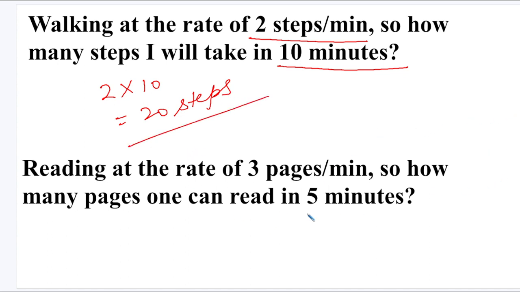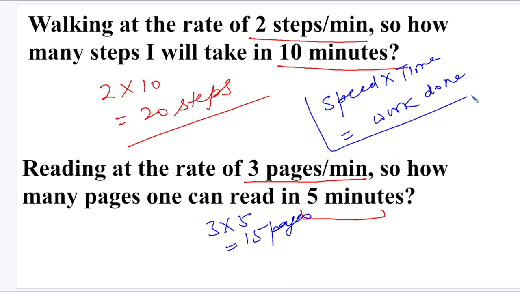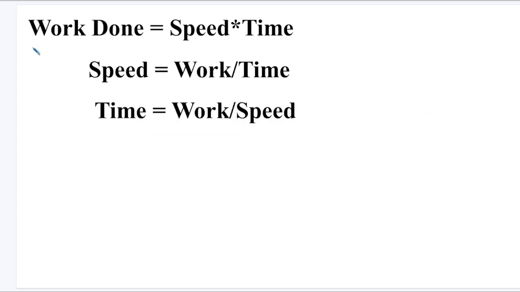And similarly, if I read at the rate of 3 pages per minute, how many pages can one read in 5 minutes? I think it's again the multiplication of these two, 3 times 5, so 15 pages. What are we doing basically? We are multiplying this speed by time to get the amount of work done. And this is what time and work is all about. Speed multiplied by time gives the amount of work done. So work done is nothing but speed multiplied by time.